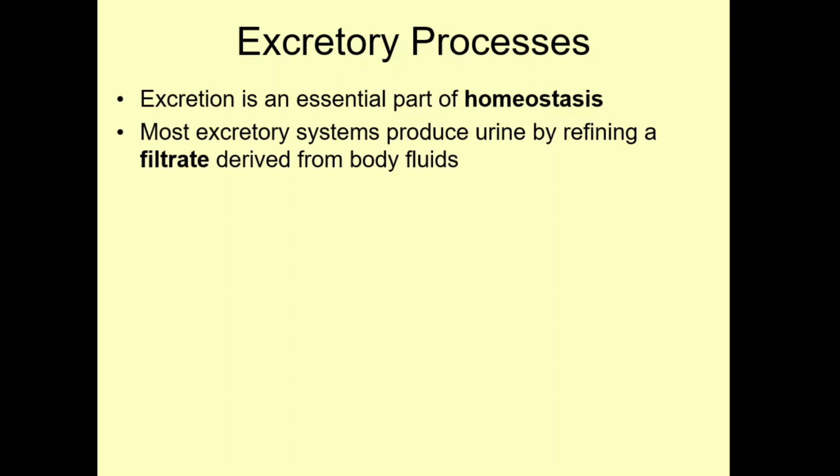So now that we know that different animals will excrete their nitrogenous waste in different ways, let's talk a little bit about how that excretory process is carried out. So excretion is an essential part of homeostasis. Well, we've established that waste products continue to build up, so we need to excrete them to help maintain the osmolarity of our tissues. Most excretory systems produce urine by refining a filtrate derived from body fluids.